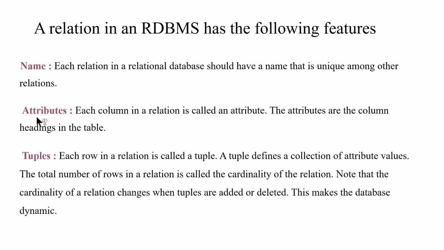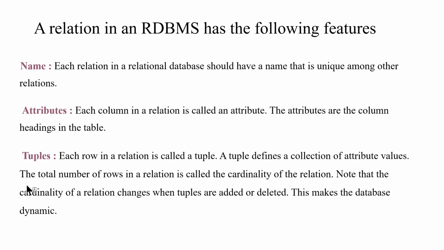The next one is attributes. Each column or field or column heading in a relation or table, we call the attribute. The attributes are the column headings in the table. Then tuples. Each row in a relation, each row in a table, we call the tuple. The tuple defines the collection of attribute values.